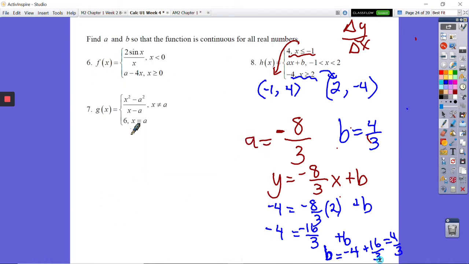The other ones are marked. This one's weird because you have to find A and B. The rest of them you just have to find A. So I thought that was pretty good.